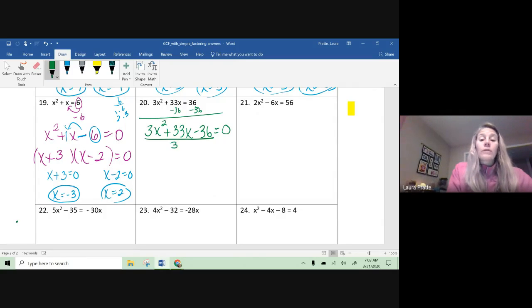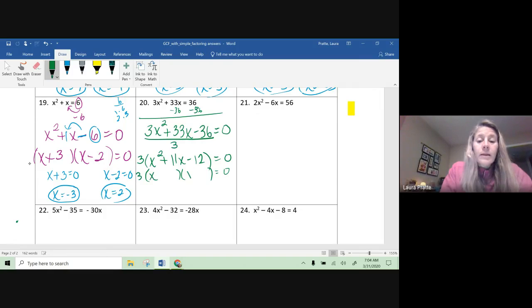Now this time we're going to divide out that GCF just like we did earlier on this page. So we're going to divide by the 3, we're left with x squared plus 11x minus 12. Continue factoring that.